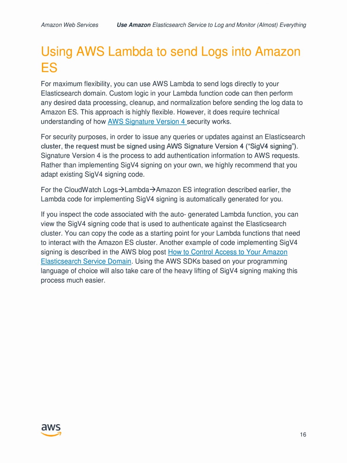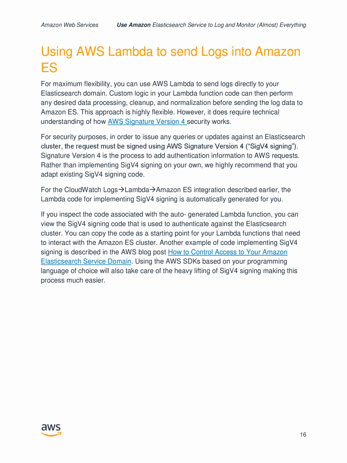Signature Version 4 is the process to add authentication information to AWS requests. Rather than implementing SIG4 signing on your own, we highly recommend that you adapt existing SIG4 signing code. For the CloudWatch logs Lambda Amazon ES integration described earlier, the Lambda code for implementing SIG4 signing is automatically generated for you. If you inspect the code associated with the auto-generated Lambda function, you can view the SIG4 signing code that is used to authenticate against the Elasticsearch cluster.